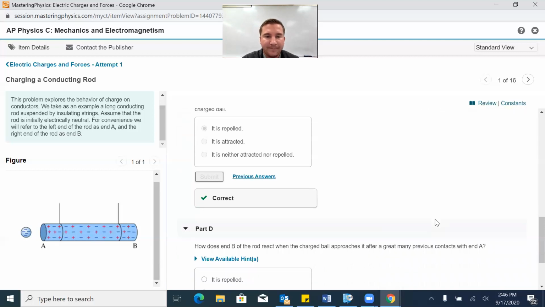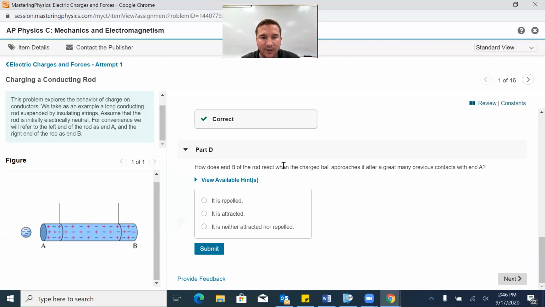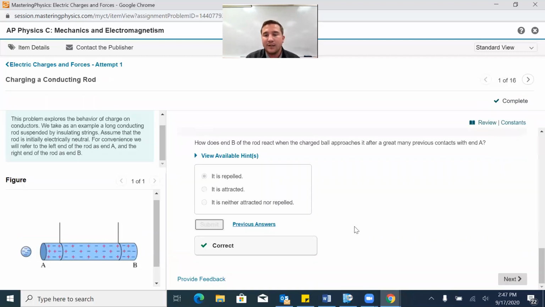Boom, 3 for 3. How does end B of the rod react when the charged ball approaches it after a great many previous contacts with end A? Basically it is saying if we take the metal sphere around to the other side, we try it on that side. Because this is a conductor, all the electrons are allowed to move throughout evenly, so we should still get a repulsion on that side as well, right? Because the electrons, the negative charge, has spread out. And there we go. Nailed it.